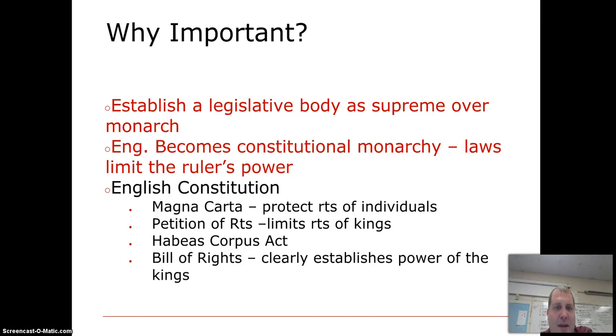Also, you start seeing the beginnings of the English Constitution, which is made up of a bunch of different articles, such as the Magna Carta. Big, important article right there. It protects the rights of individuals. The Petition of Right limits the rights of the kings. The Habeas Corpus Act, we just went over that. There's a Bill of Rights that clearly establishes the power of Parliament over kings.